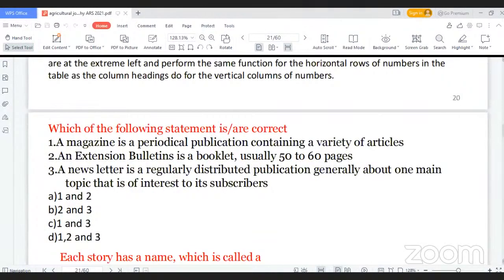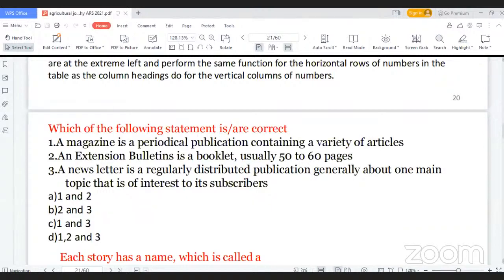And so here, is the following statement correct? A magazine is a critical publication containing a variety of articles. Yeah, true. That is true. An extension bulletin is a booklet, usually 15 to 60 pages. That is very small. Yeah, it is maybe within 20 pages.